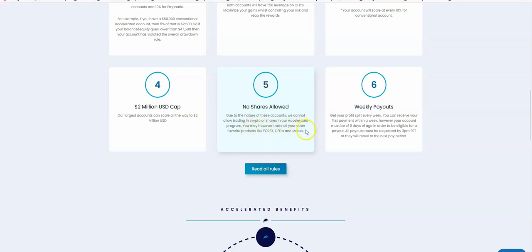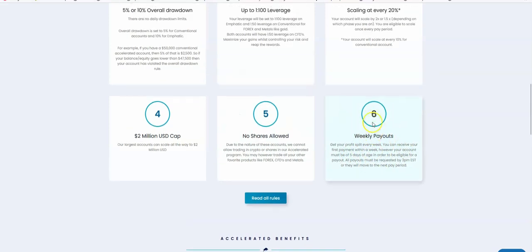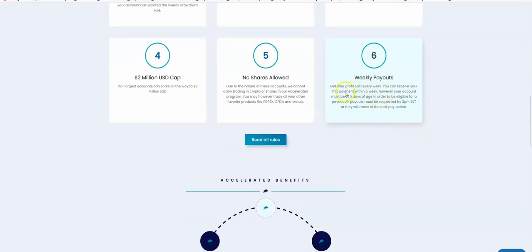So that means no cryptocurrency trade, only Forex and gold and silver you can trade. Okay? Then it now says weekly payout. This one is only weekly payout. It's accelerated. So every week you make profit, you get your pay.